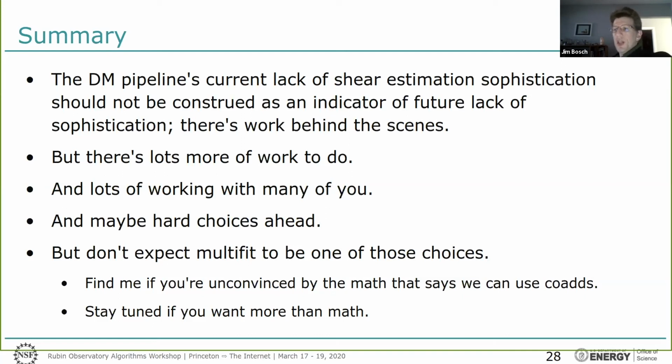And I'd certainly like those of you in the audience who play major organizational roles to think about how we can break down the barriers between organizations that have to exist as separate entities and operations, and make sure we can make decisions together. However, with all those hard choices, I would not expect multi-epoch to be one of those choices. I realize we haven't proven that yet. I think we will. Certainly find me right now if you're unconvinced by the math that says we can use coadds. I think I can make a pretty strong case there. I think stay tuned if you want more than the math, which I think would be entirely reasonable at this point. Thanks. That's it for me.